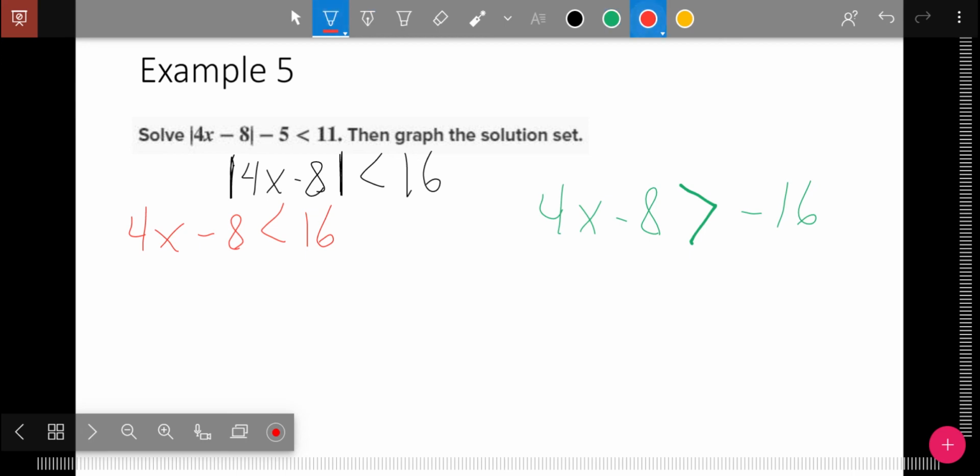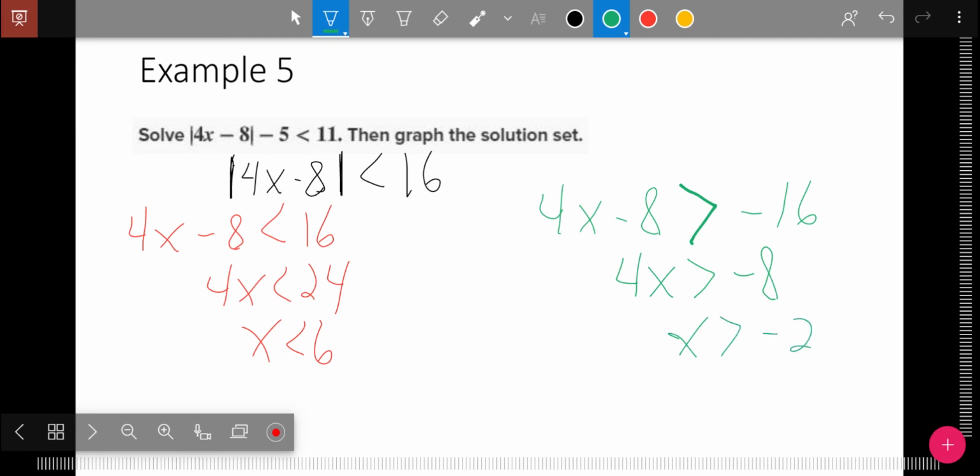All right, let's solve them now. Add 8 to both sides. Divide by 4 on both sides. On the right side, or green side, add 8 to both sides. Divide by 4 on both sides. And then it says graph the solution set. So let's graph the solution set.